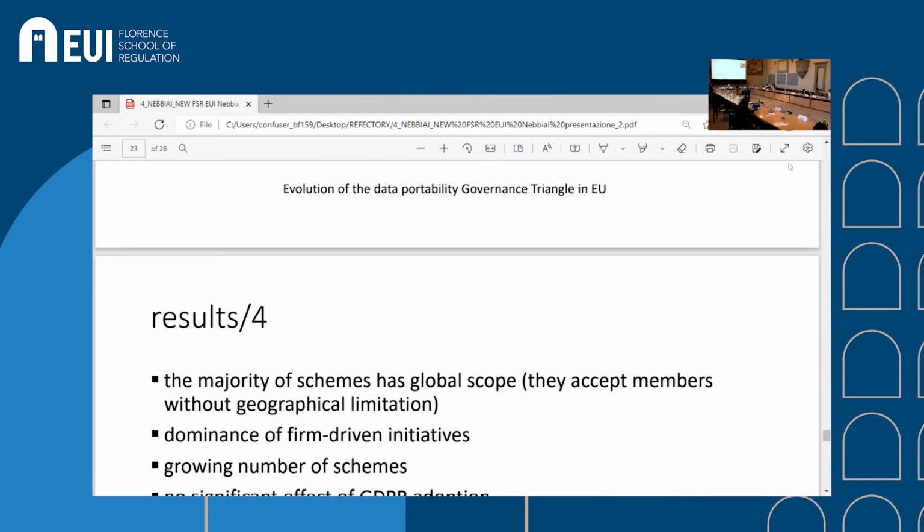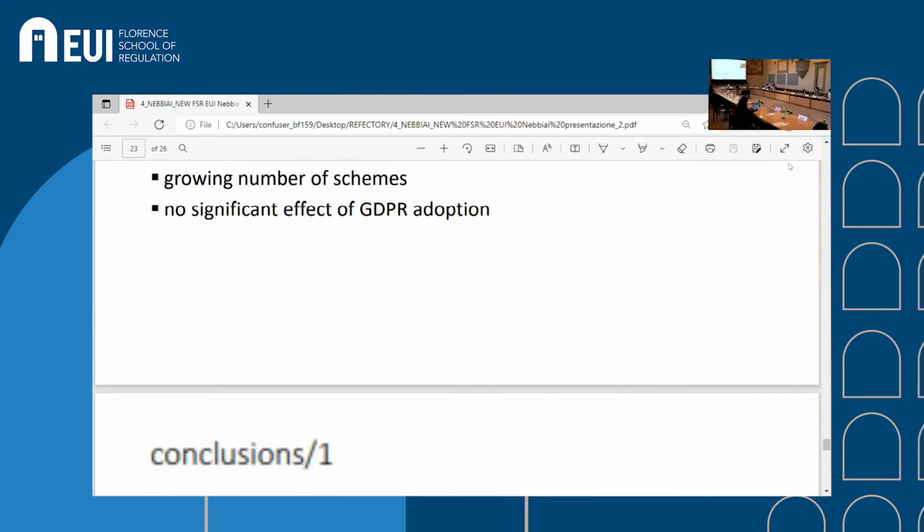Speaking briefly about the results. Now we can see, as I said before, that the majority of schemes has a global scope, and this makes sense from the point of view of network externalities. Secondly, there's a dominance of firm-driven initiatives, and there's a growing number of schemes.